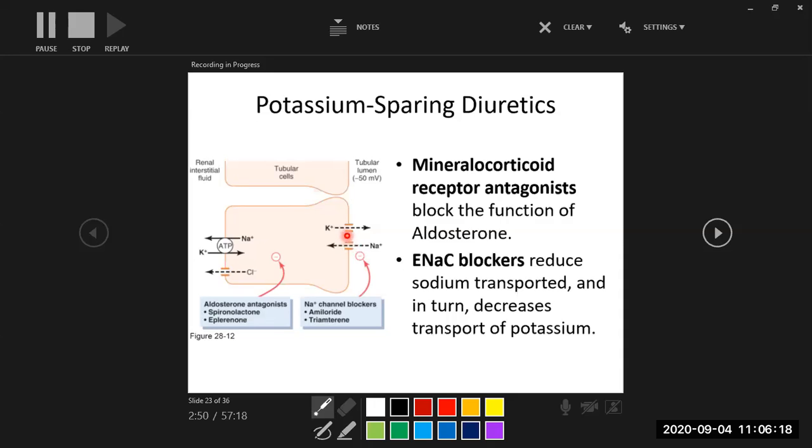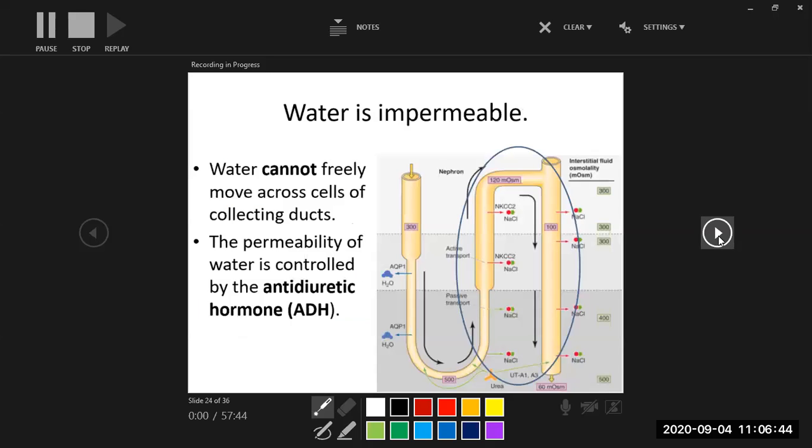and that drug can be served as the potassium sparing diuretics. So now we have these three diuretic drugs. One is the loop diuretic, the other one is thiazide, which acts on the sodium chloride co-transporter, and this is the third one, the potassium sparing diuretics. All right.